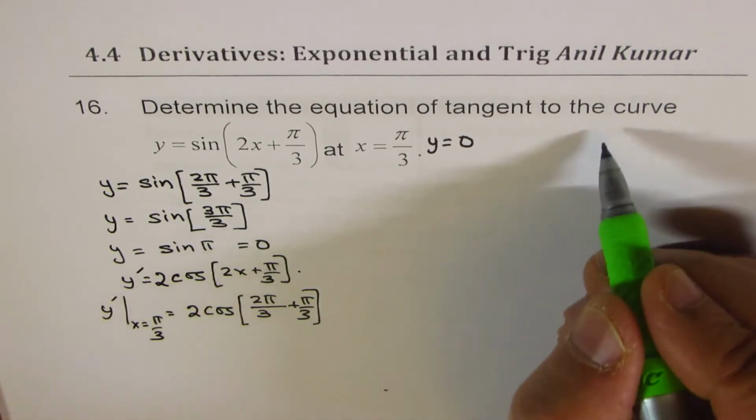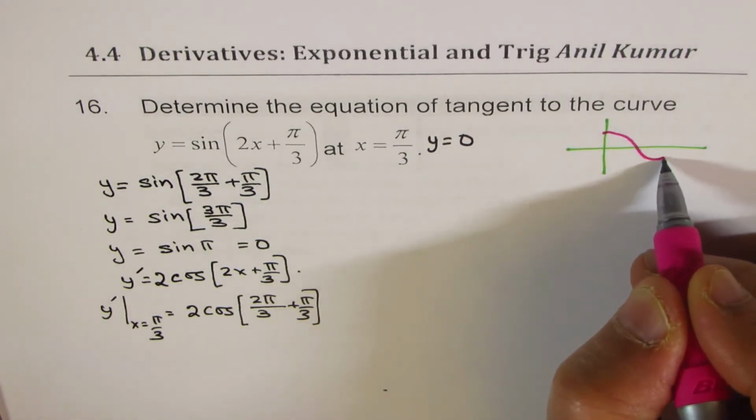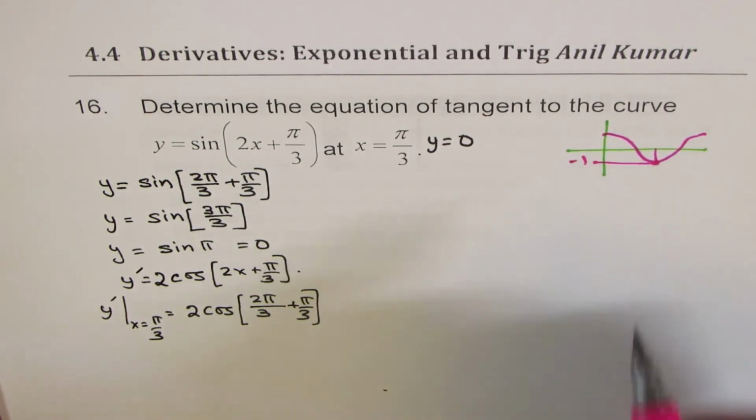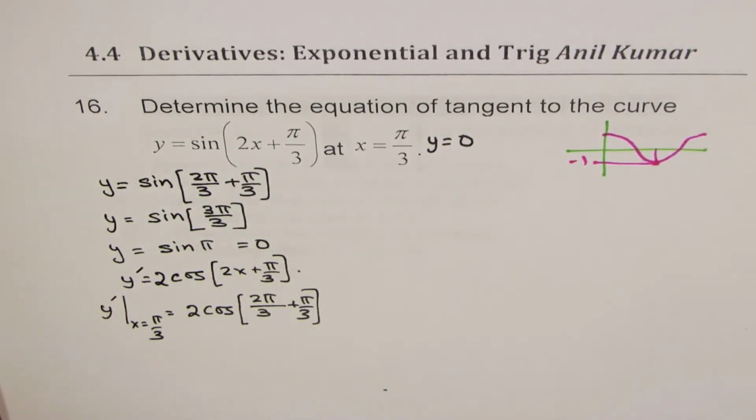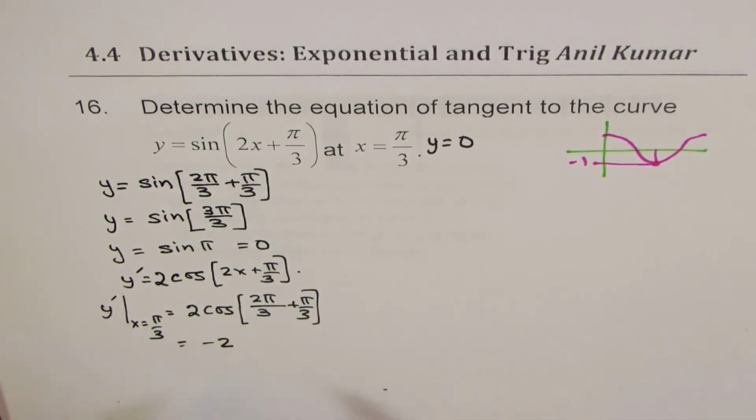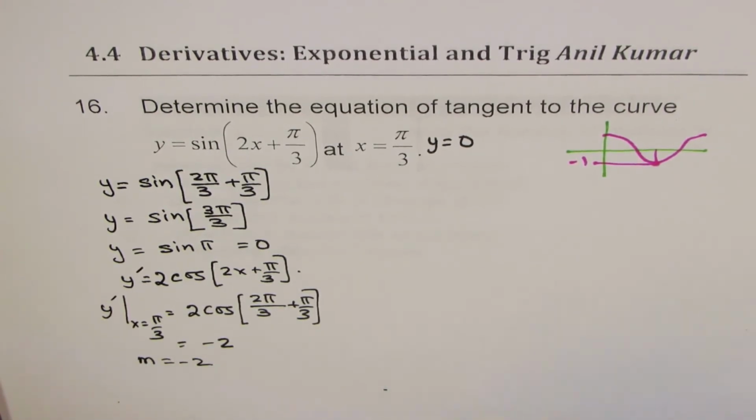If you remember, the graph for cos is like this. So cos at pi is minus 1. We'll substitute that value. So what we get here is minus 2, right? So the derivative is minus 2. So we can say the slope is minus 2 at this point.